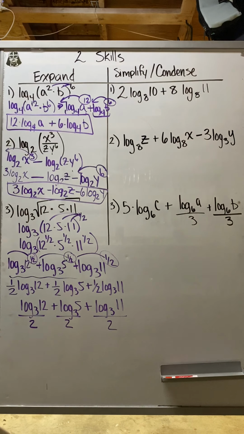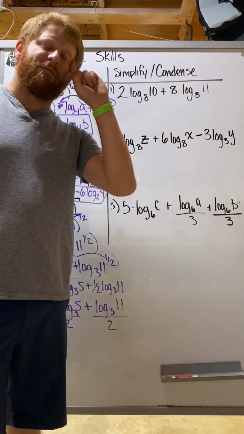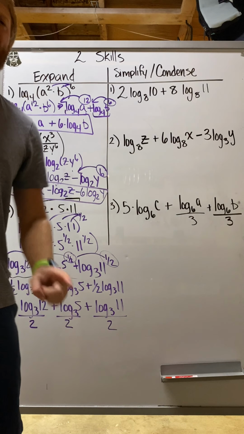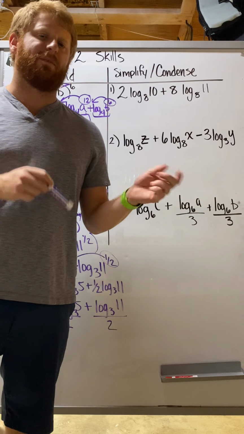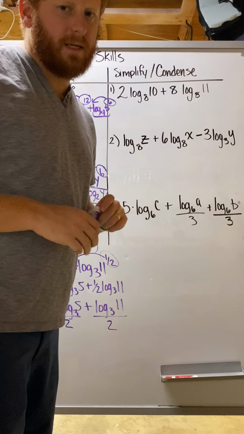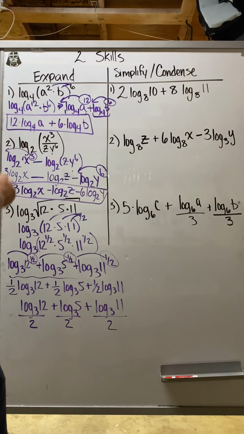All right, simplifying, condensing. Well, this is essentially the exact opposite of what we did on the left side of the board. You have to look at all of these, think about what your properties would have made you do in expanding, and get them back to a single log. You guys have to be able to go back and forth between these properties. If you can't, it's going to be kind of tough. So here's where I start.